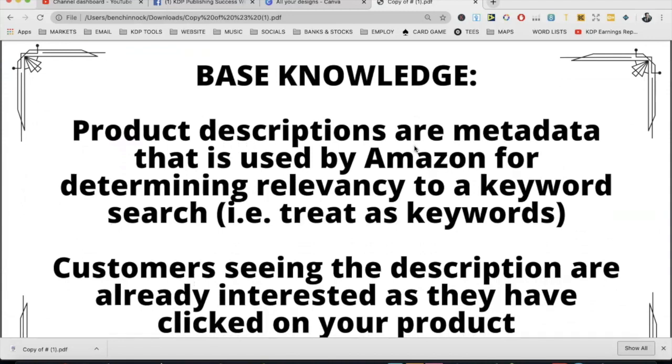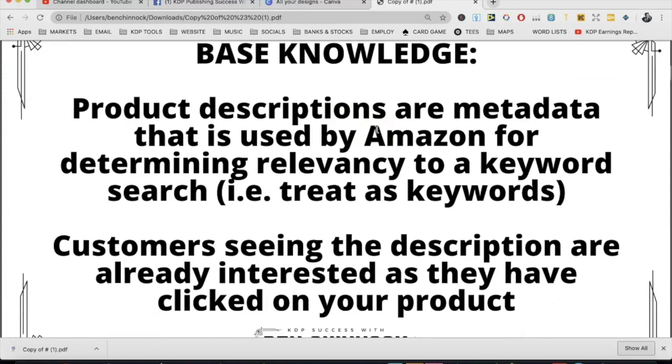Now, just a bit of base knowledge before I do go into these. So product descriptions actually account towards metadata that is used by Amazon for determining the relevancy to a keyword search. So essentially, if a customer types in something into the search bar at the top and they're looking for a product, Amazon can go through the description to see whether or not the keywords match up with what they're looking for. So obviously there's titles, subtitles and keywords, but descriptions are actually also used in that, as well as author names and things like that. So that's one thing to bear in mind when writing your descriptions.